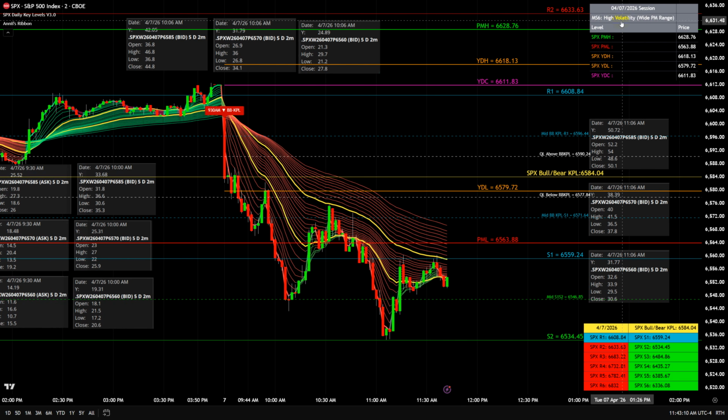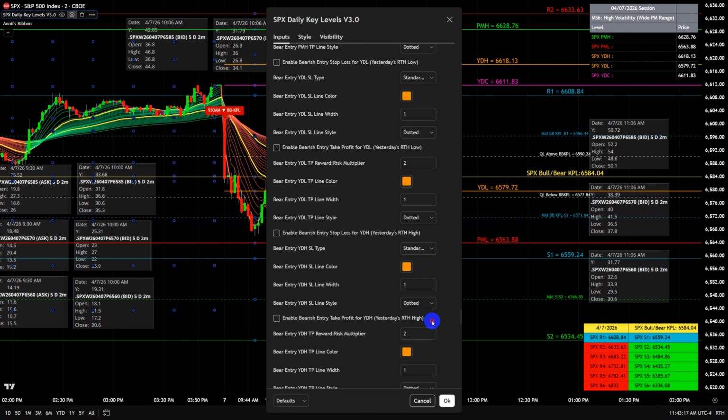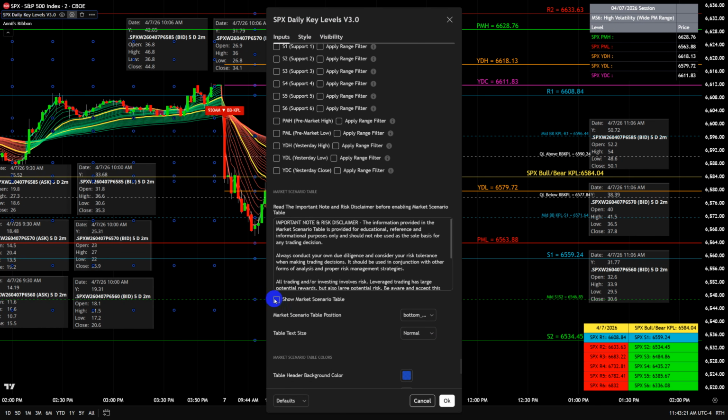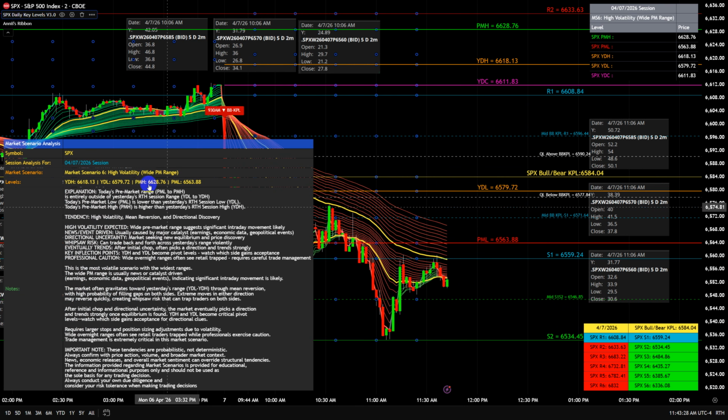Now, as far as this market scenario 6, with this particular indicator, you do have this market scenario analysis table here, which you can turn on. And if you have it turned on at the first tick of the 9:30 open, then you will see a market scenario analysis table come up on your chart, which will give you an explanation of what exactly this market scenario means. There are only 6 different market scenario structures that SPX can open up in on any given day.